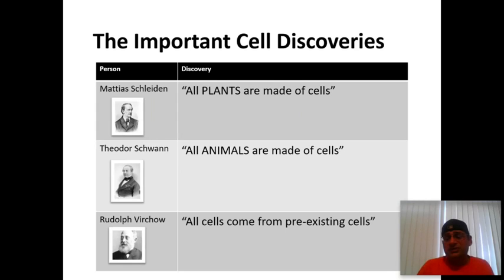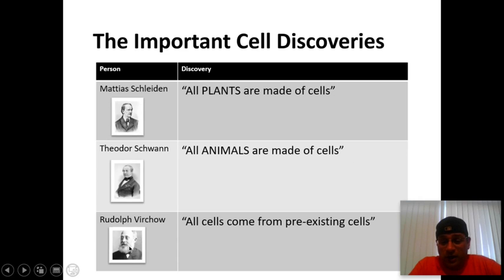So, important discoveries along the way. Matthias Schleiden came up with the discovery that all plants are made of cells. He was the first one to really get that they're kind of square and boxish, small compartments, and they're all made of cells. Theodor Schwann, all animals are made of cells. So we're kind of narrowing it down.